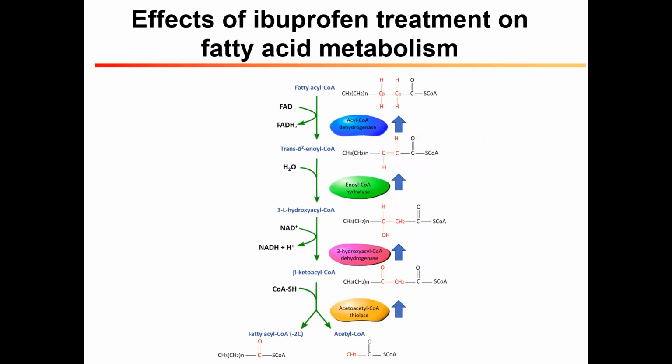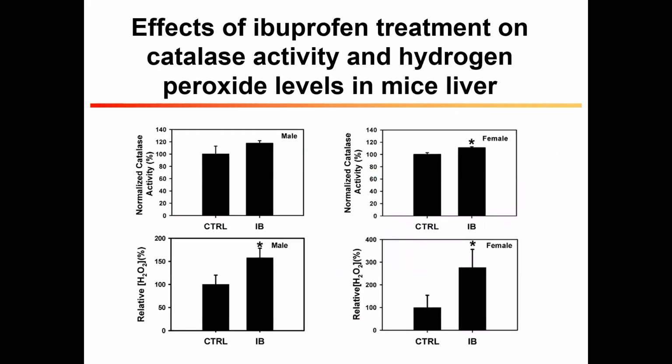But in males, we find that every enzyme involved in this type of fatty acid metabolism is increased. And when you see fatty acid metabolism increase, the literature told us that typically you have an increase in hydrogen peroxide as a side effect. And when you have an increase in hydrogen peroxide, there's normally a catalase increase, because catalase breaks down hydrogen peroxide.